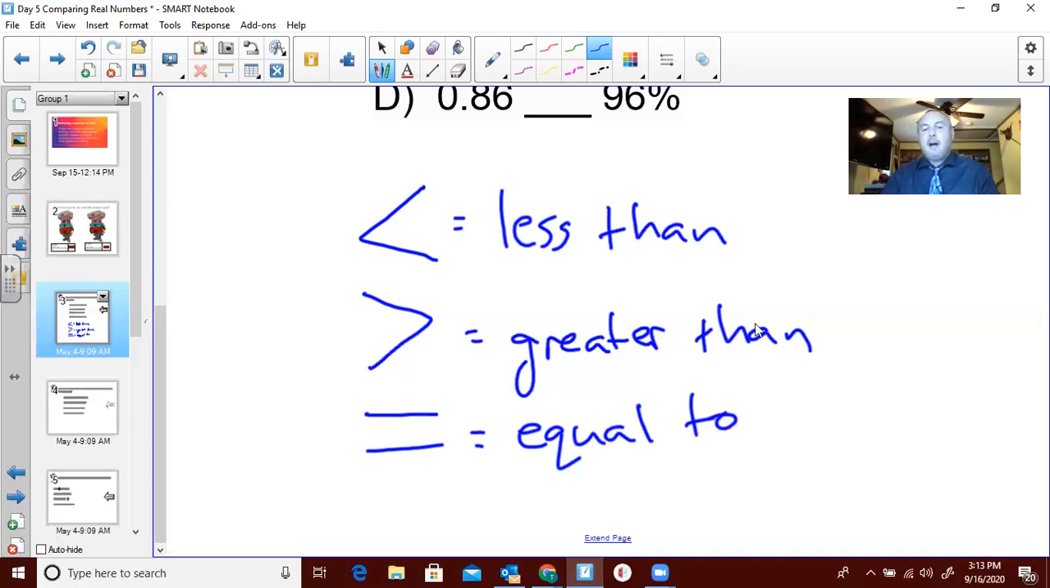All right, so I don't know how you guys were taught to remember this, but I know that when I was just a wee lad 1,000 years ago, I learned it kind of like the alligator mouth, right? The alligator mouth was always open up to the bigger number because the alligator wanted to eat more. So that's one way. So you always know which way it's facing. The open side always goes to the bigger number.